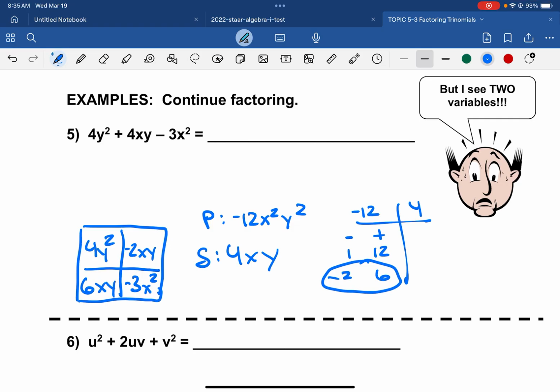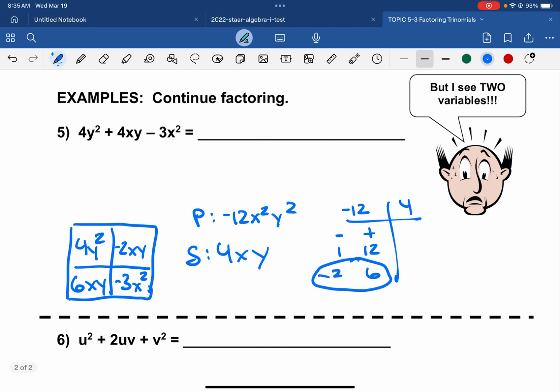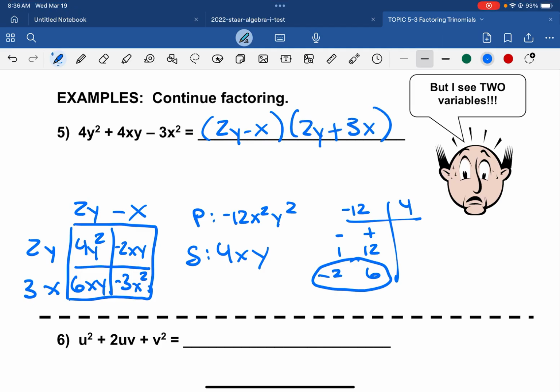All right, then I'm going to factor the GCF of each row and each column. So this first row is 2y, only 2y. The second row will be 3x, only 3x. Okay, and then this first column would be 2y. And then the second column is -x, all right? So that would leave me with 2y minus x as a factor, 2y plus 3x is a factor. And you can see just by looking at your box that it works, okay? If you use the box to factor, you use the box to check it.